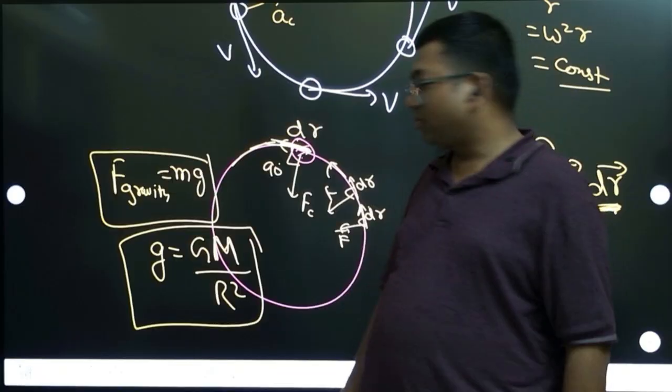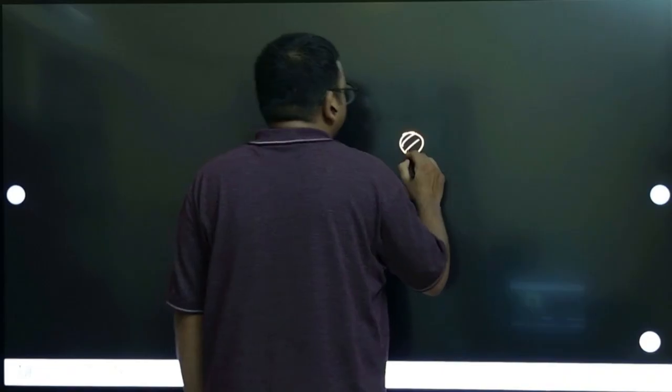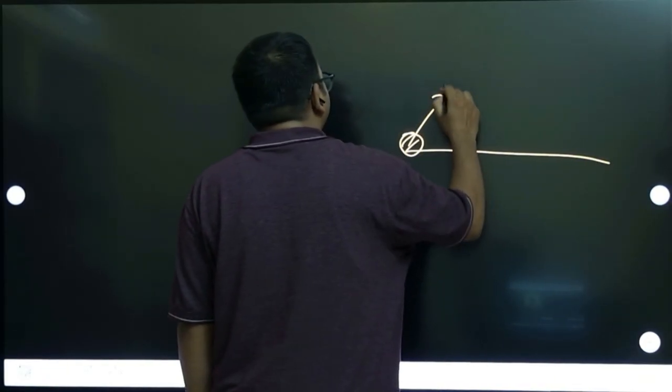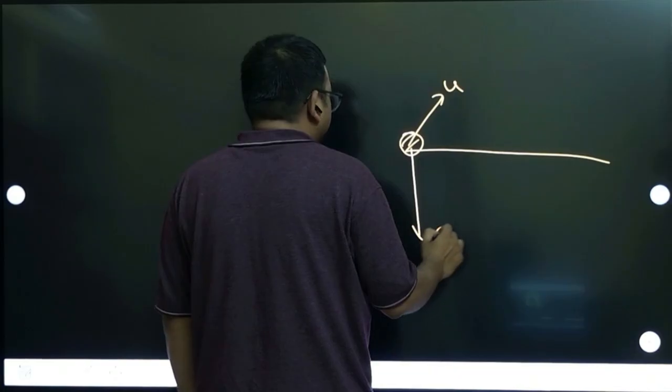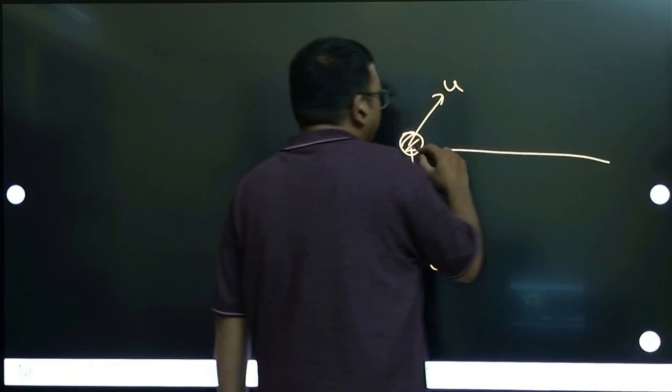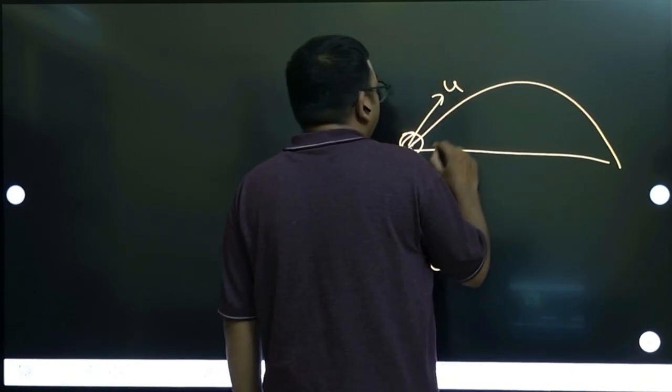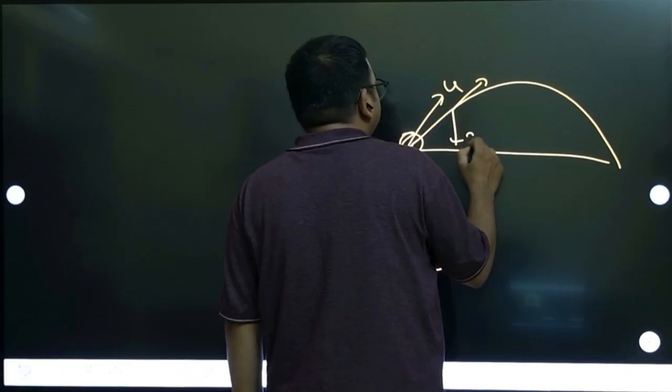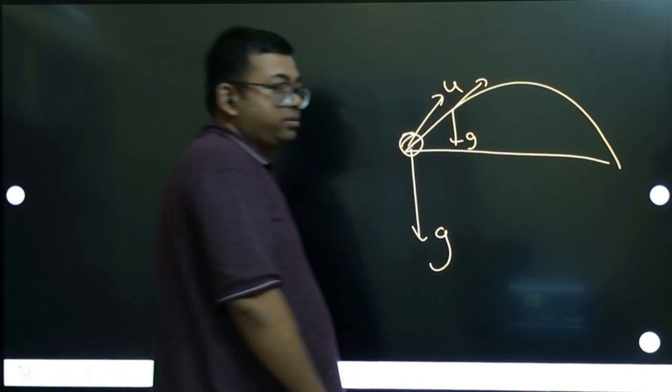Yeah, why not? Why not? Because see the gravity. When you see projectile motion, you are throwing this way and the acceleration is this way. You have seen that now. So the velocity is always changing, and the velocity direction and this g are not in the same direction.